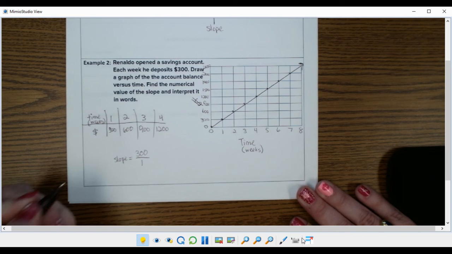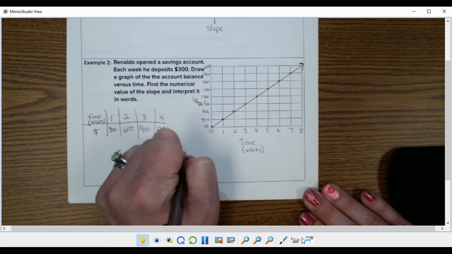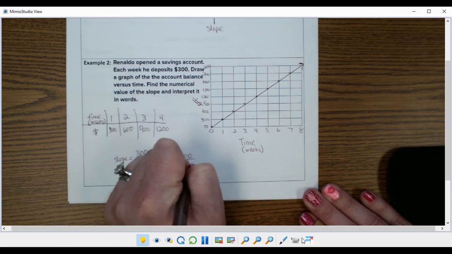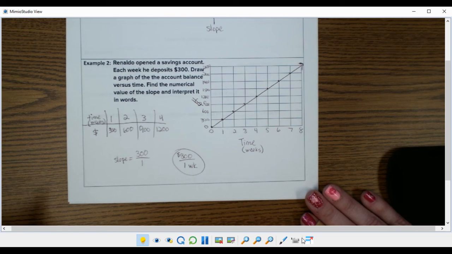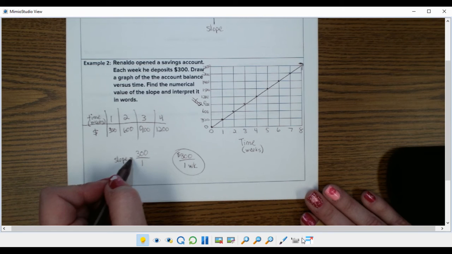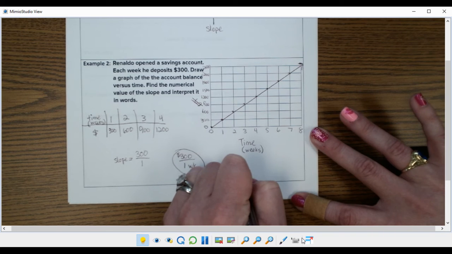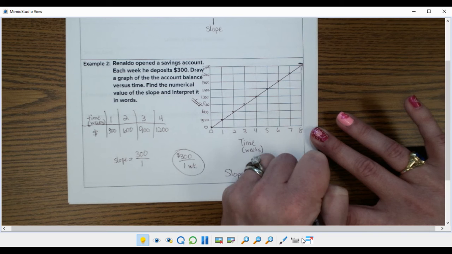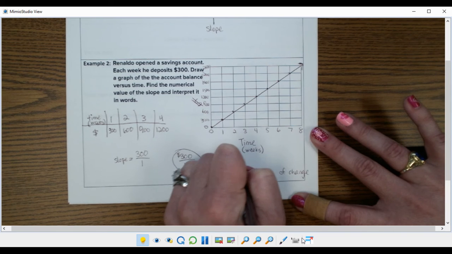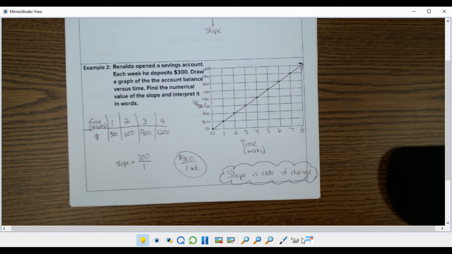What does it mean? Well, the rise was our money and the run was our time. So the rate is $300 per week. The slope is the rate. Let's say that again. The slope is the rate of change. You might want to chant that to yourself. The slope is the rate of change.